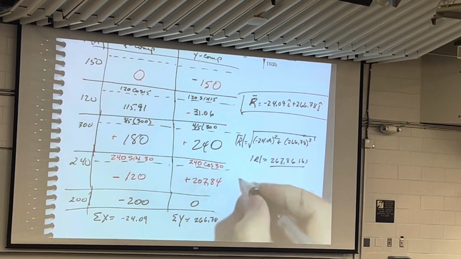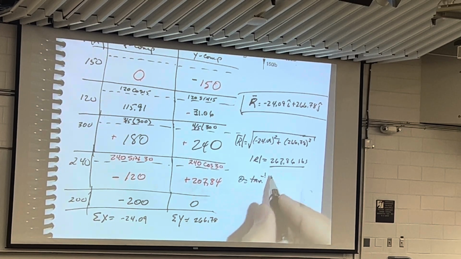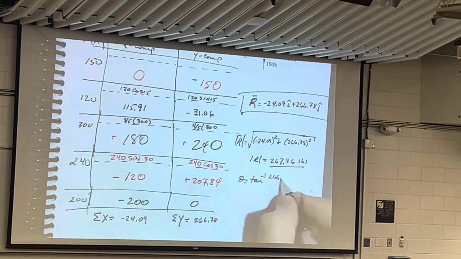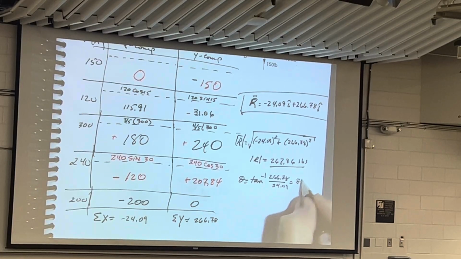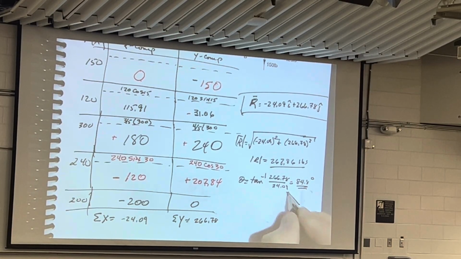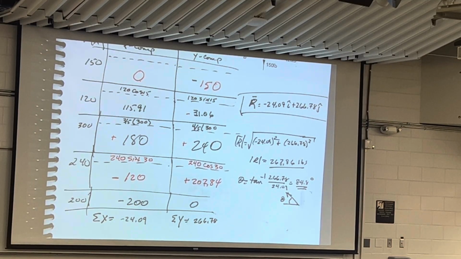And to give a direction, theta is equal to tangent inverse of 266.78 divided by 24.09, giving me 84.8 degrees. And I would say it's in the second quadrant by saying this. This tells me it's in the second quadrant.